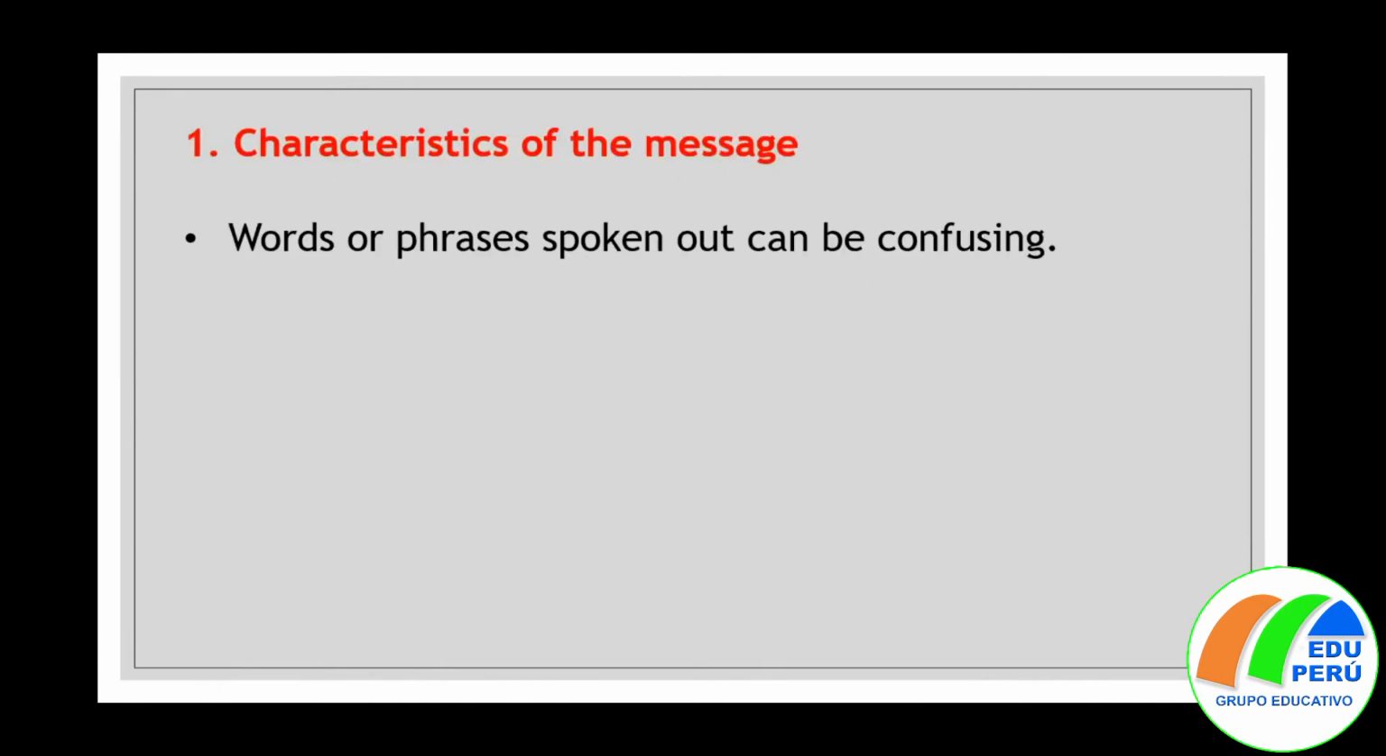When we talked about the characteristics of the message, we referred to the words or phrases spoken out that can be confusing. Notice we have these kinds of words. Mr. Claw from a slow button of the. So we have some words which are similar, no? They have similar sounds, and we cannot recognize easily which words these are. Mr. Claw from a slow button of the. Notice here, like a tongue twister, no? Like a tongue twister.